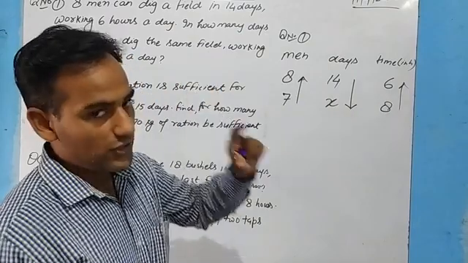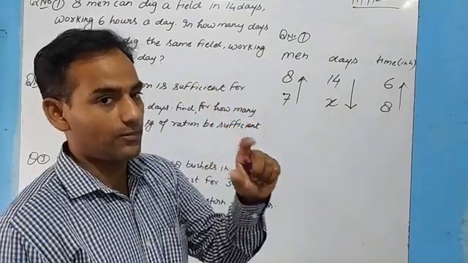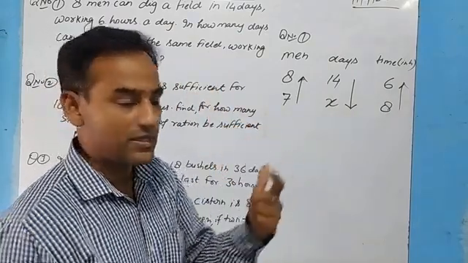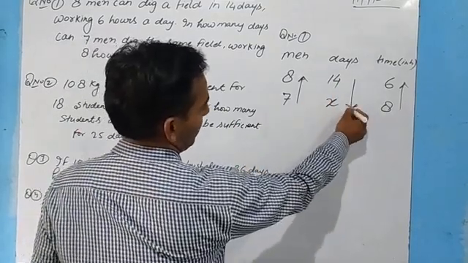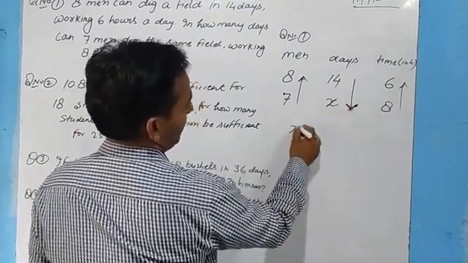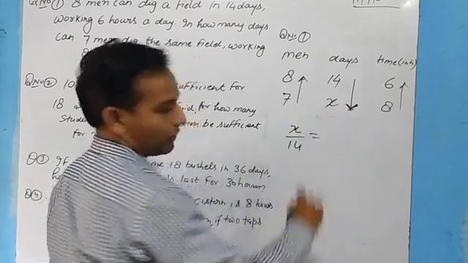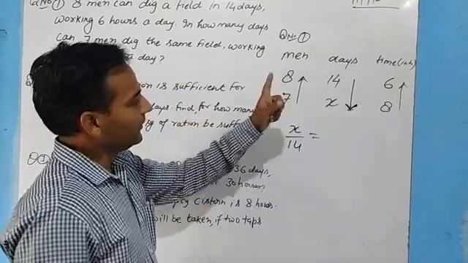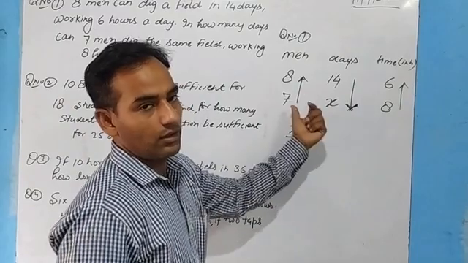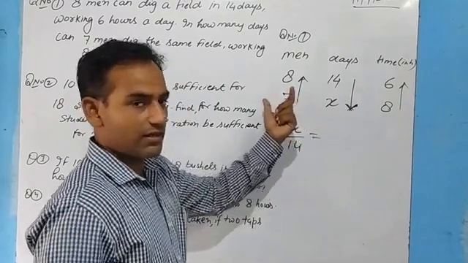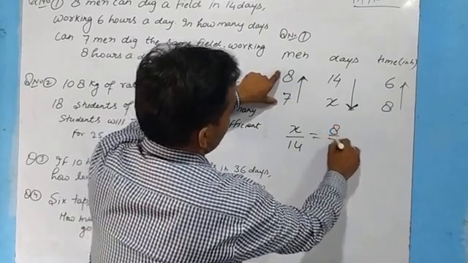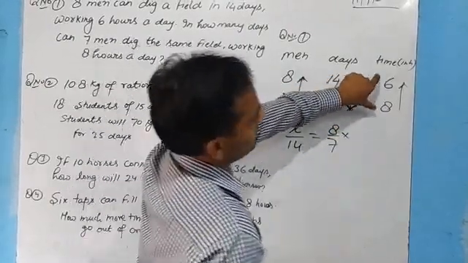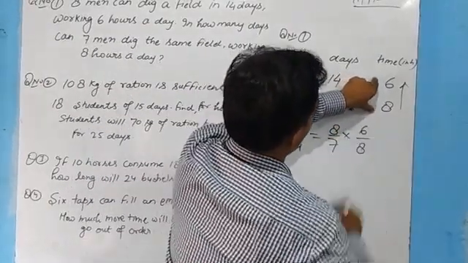Listen, first of all you write the x term. X means the number which is missing. So we have to follow the arrow. The arrow is in the downward direction. So first of all we write x upon 14 is equal to, you can write any 2 at the first place, it doesn't matter. We have 8 upon 7, arrow is upward, so 8 upon 7 into 6 upon 8.